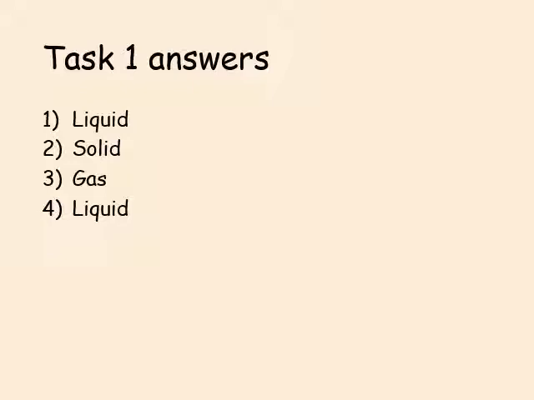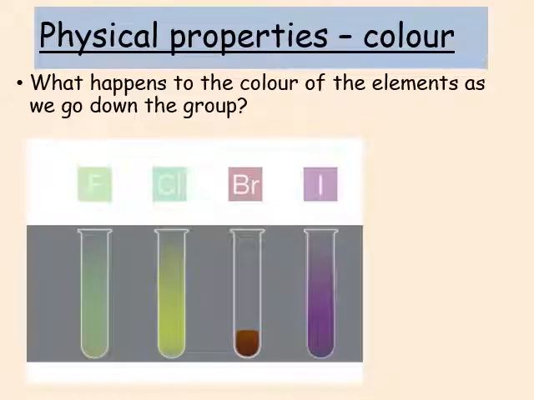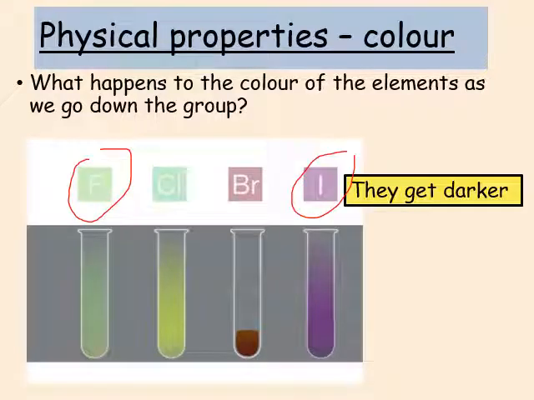Okay, here are the answers. Hopefully you are honest and you don't amend your answers. Remember, this is all about learning. Making mistakes is how you learn. Okay, so the physical properties, its colour. What happens to the colour of elements as we go down the group? Well, as you can see, fluorine's at the top, iodine's near the bottom, they get darker.